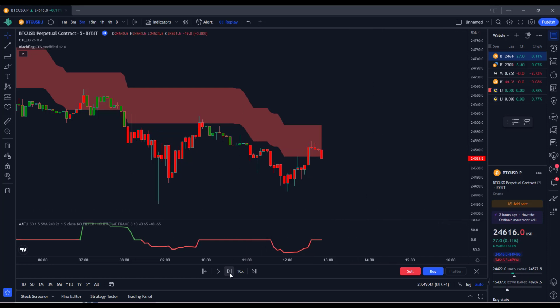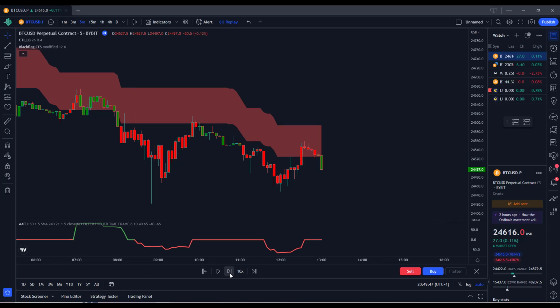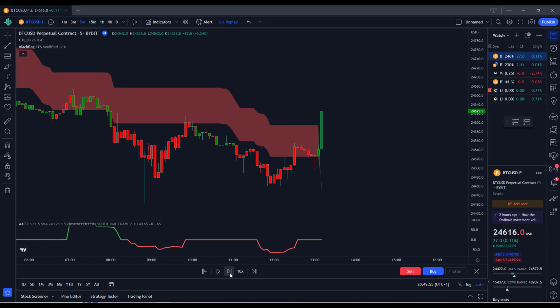So let's wait for that to happen. Alright, what we're seeing is that we already got a very small green candle, and this is the first proper green candle. Always wait for that confirmation candle. So this is the green candle that we're looking for.